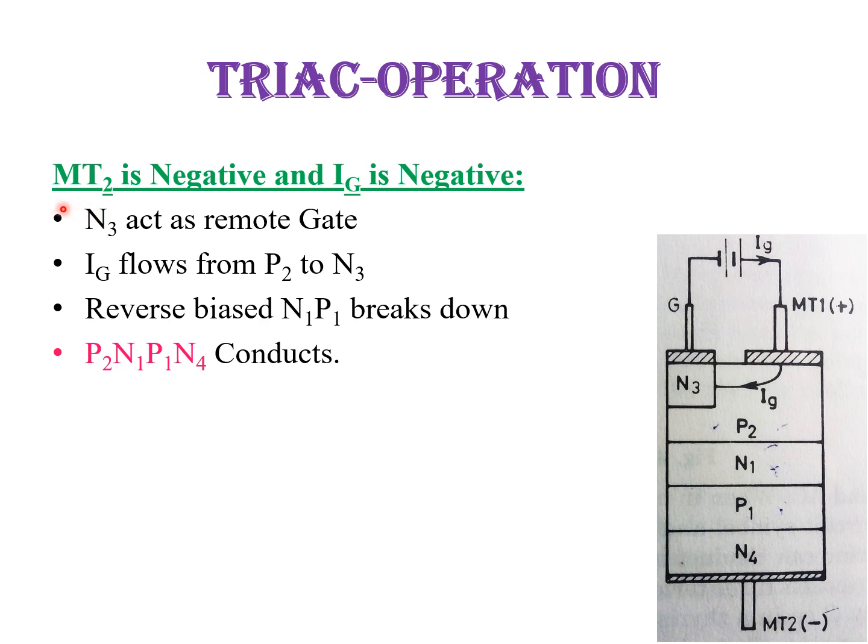The last mode of operation is when MT2 is negative and IG is also negative. So during this mode also, the P1N4 is forward biased, P2N1 is also forward biased, whereas N1P1 is reverse biased. When the gate is applied, the gate current flows from P2 to N3 and the reverse biased N1P1 breaks down. And finally, the TRIAC conducts through P2N1, P1N4.